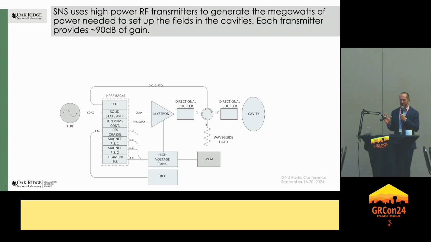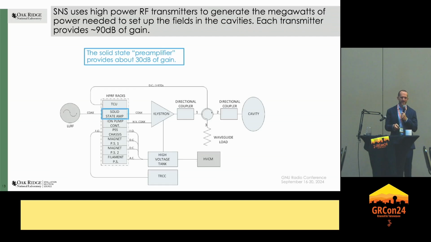So we talked a little bit now, or previously, about the cavities. Well, how is it we actually get the power? So we have what we call high power RF transmitters, and we generate megawatts of RF. Our gain from what you see, the low-level RF signal there on the left to the cavity on the right, is about 90 dB, and that's multi-stage, as you can imagine. The first stage, we have a very simple solid-state amplifier. It takes that low-level RF signal in and amplifies it by about 30 dB.